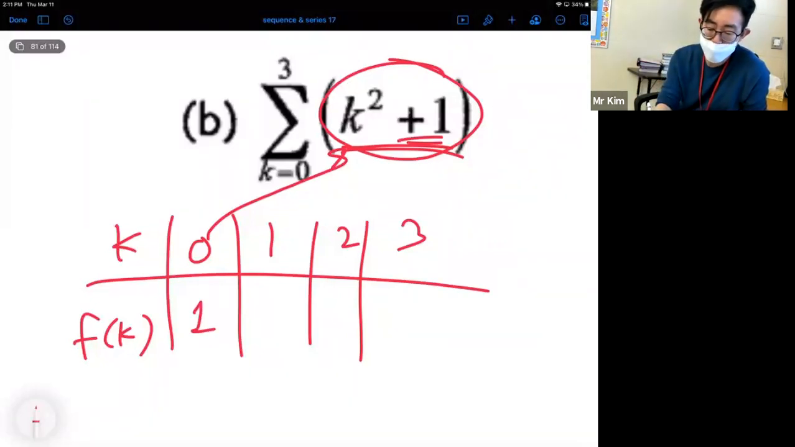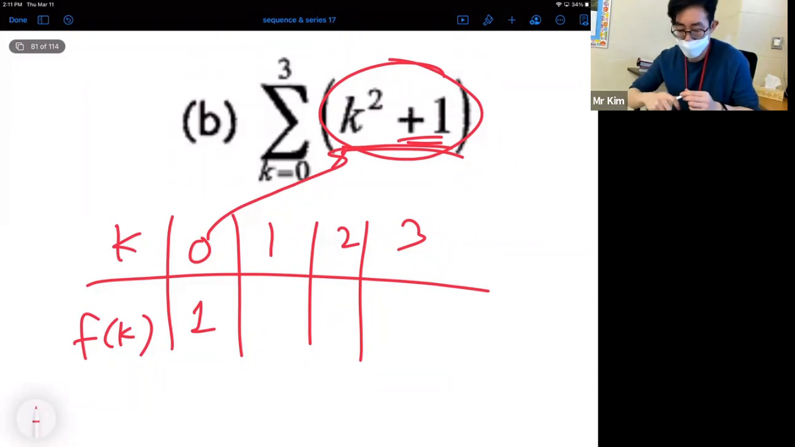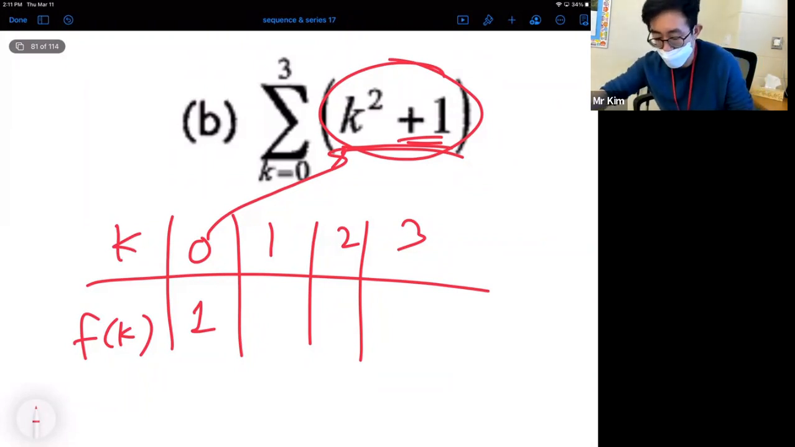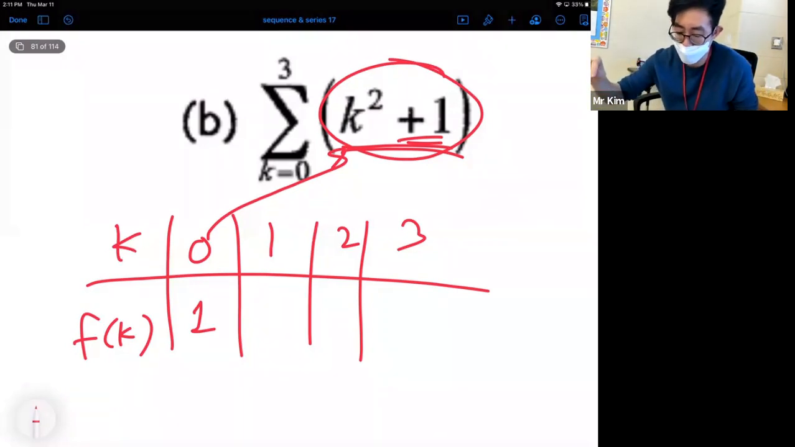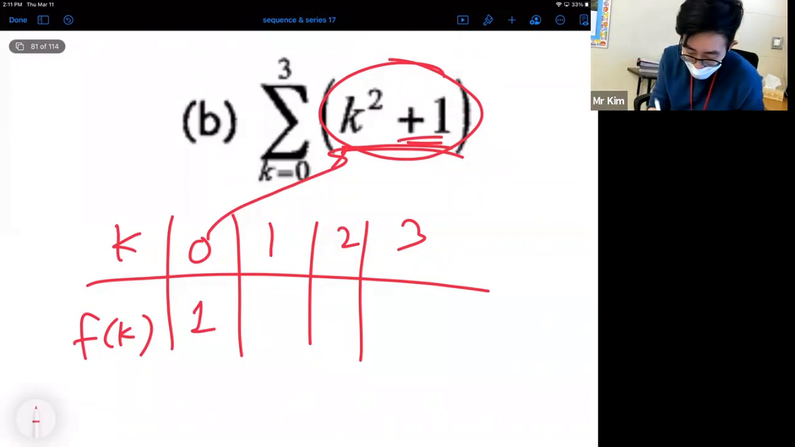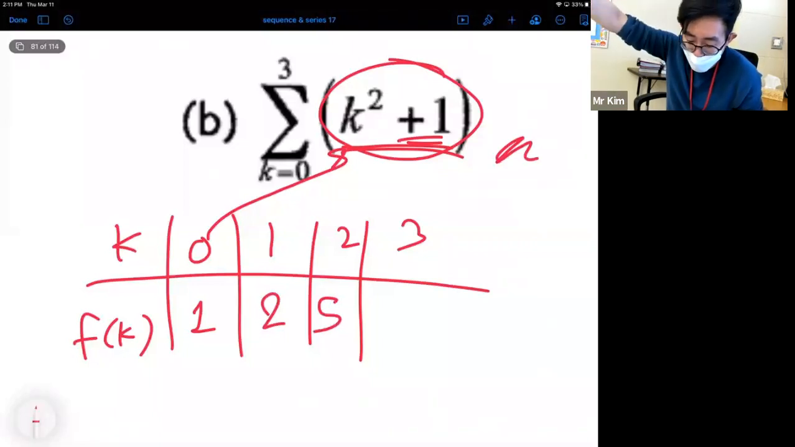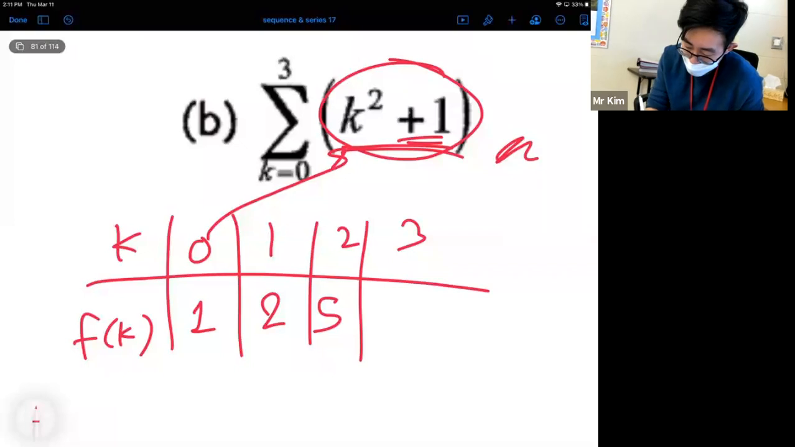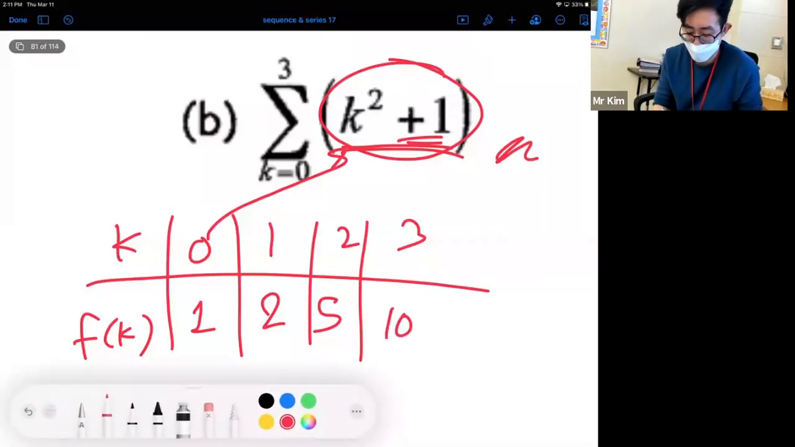Owen, if I plug in 1 into this function, what should I get? 2. It should get 2. Sorry, my Apple Pencil kind of died out of battery. So that's going to be 2. Catherine, if you plug in 2 in there, what am I going to get? 2 squared plus 1 is 5. And then last but not least, Emma, if you plug in 3 in there, what am I going to get? 10.